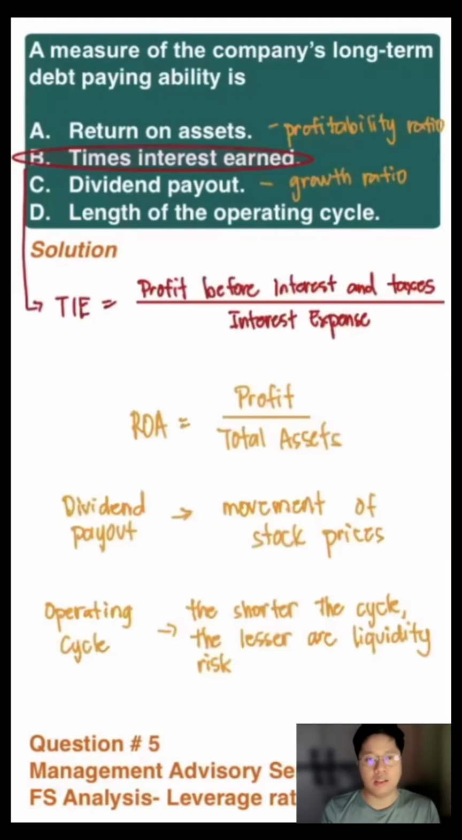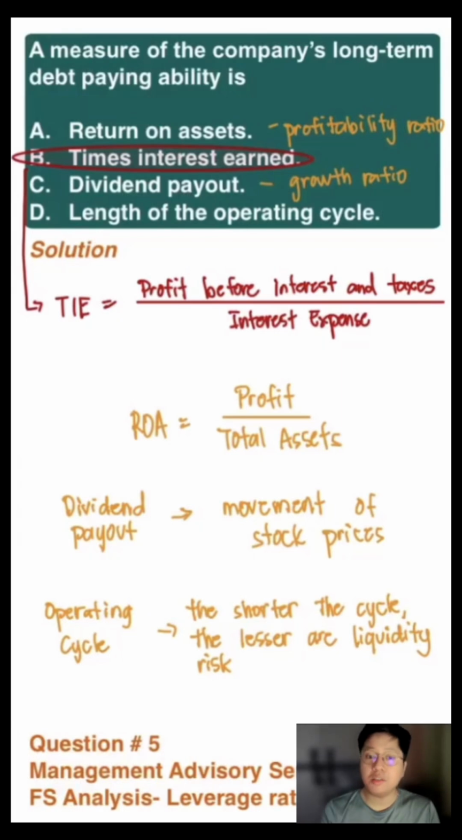Let us try to answer question number 5. A measure of company's long-term debt paying ability. Letter A is incorrect because return on asset is an example of a profitability ratio. It is a profitability ratio because we are relating the profit to the total assets.